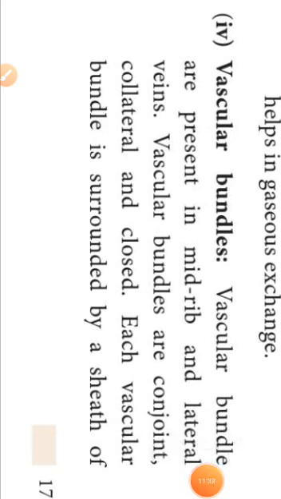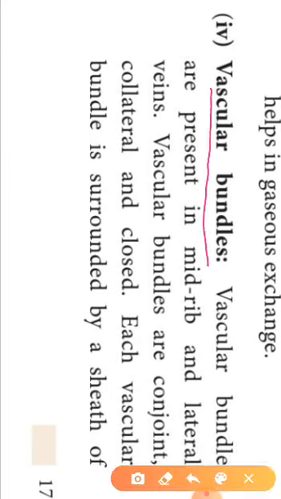The last one is vascular bundles. Vascular bundles are present in midrib and lateral veins. Vascular bundles are conjoined, collateral and closed. Each vascular bundle is surrounded by a sheath. Vascular bundles are present in midrib and lateral veins, either pair of margins of the leaf.